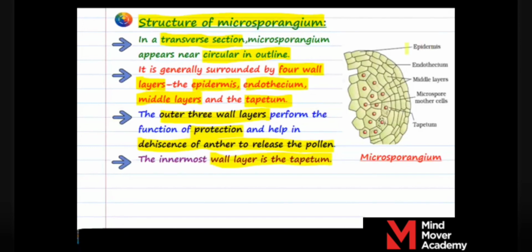See these layers in this diagram. Now you can see the outermost layer, the epidermis, being shown. The next layer you can see is the endothecium, and the middle layers are shown here, which are present in the middle of this microsporangium. Now these 3 layers help in protection and also dehiscence of the anther to release the pollen. Now the innermost layer you can see is the tapetum, and these red colored structures are the microspore mother cells, about which we'll study later. So this is the basic structure of a microsporangium which is present inside the anther.